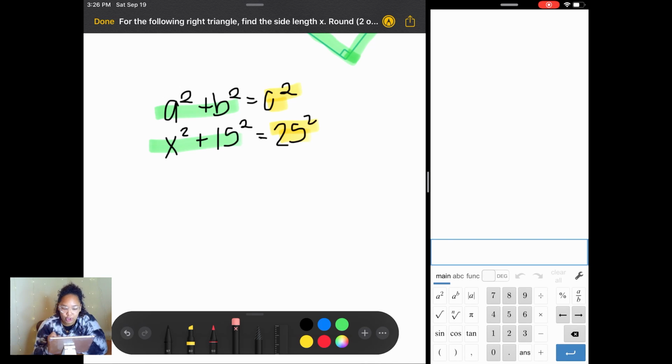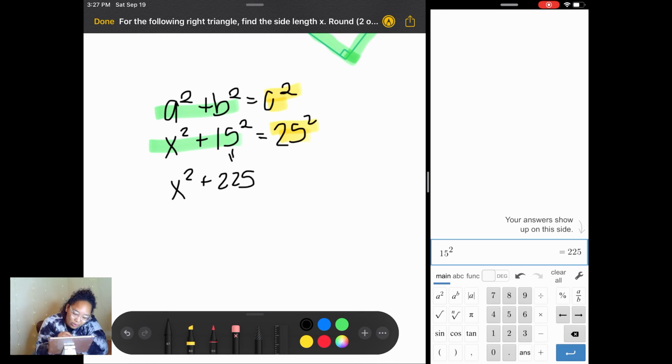I don't know what x is yet, so I'm just going to say x squared plus, I'm going to put it in here because I'm not going to tell you guys the wrong answer, because that would be embarrassing. So 225. 15 squared is 225. Notice that I'm just inputting it here. Equals 25 squared, and that is 625.